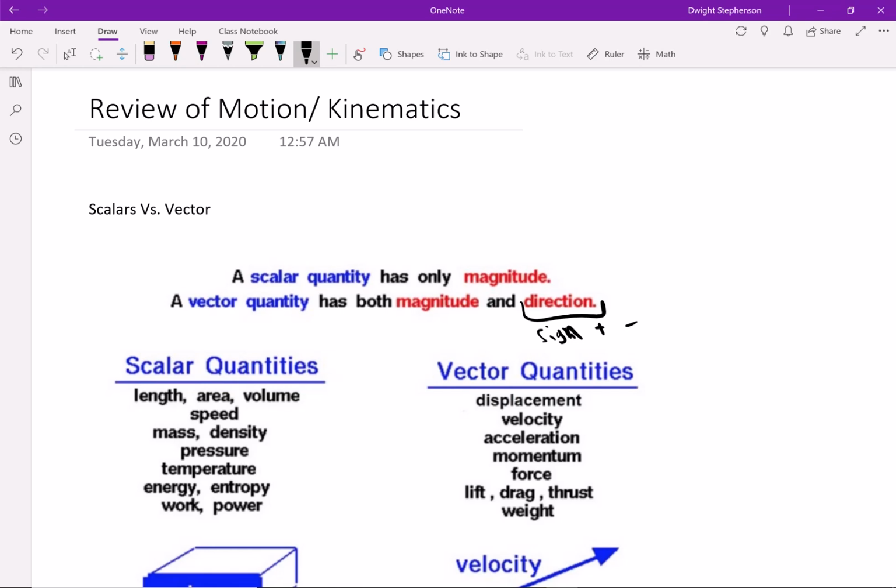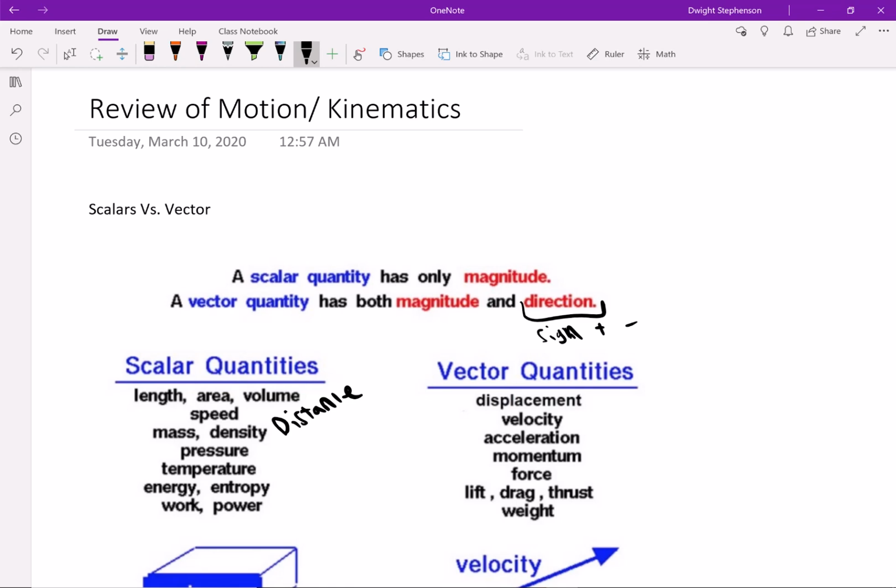So some examples of scalar quantities are length, area, volume, speed. Let's also add over here, it's not on this one, it's also distance. Distance is a scalar quantity. It's just how far you go. And then vectors are magnitude with direction.